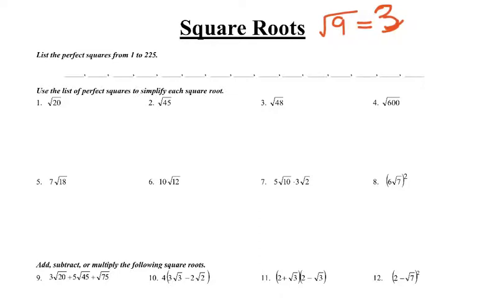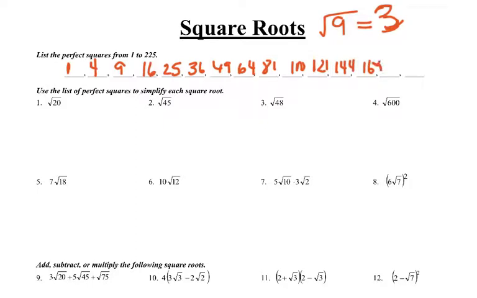So if we want to list the perfect squares, isn't 1 a perfect square? 1 times 1 is 1. 4 is a perfect square because 2 times 2. 3 times 3. 4 times 4. Can you keep on going? You can just generate these for yourself. 81, 100. After 100, sometimes you've got to think about it. Oh, right, 144, 169, 196, 225. So those are the perfect squares.